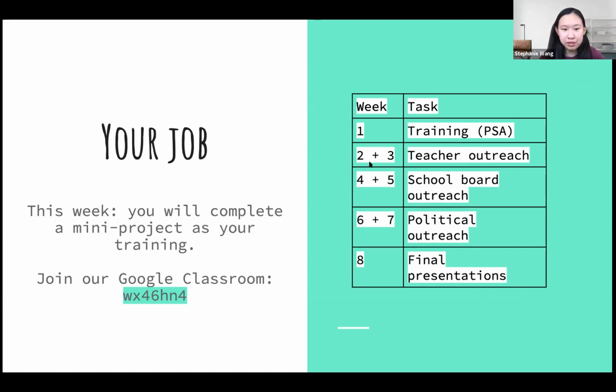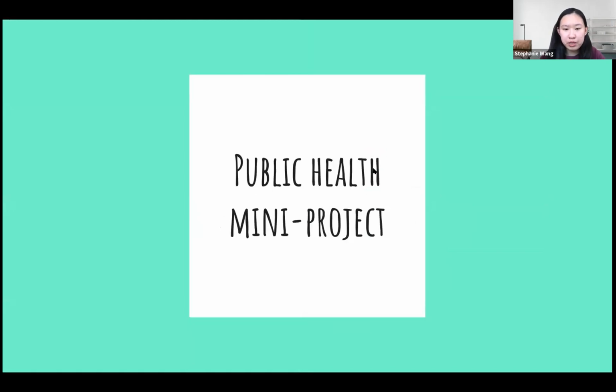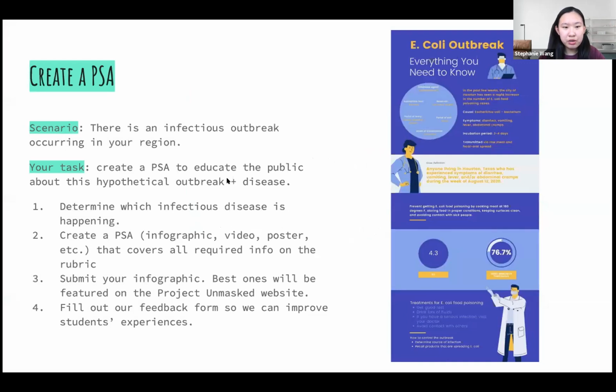All right. So public health mini project, let's get into it. All right, so the scenario is there's an infectious disease outbreak occurring in your region. This is not COVID. This is just any hypothetical infectious disease outbreak that's happening. So for example, over here, I have a hypothetical scenario of an E. coli outbreak that's happening. So go ahead and read this for a little bit and I'll be right back because I need to get some more water.